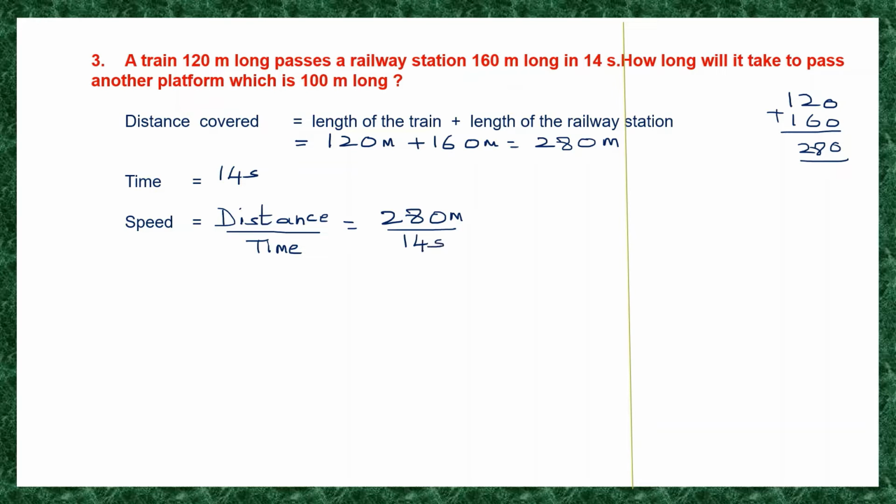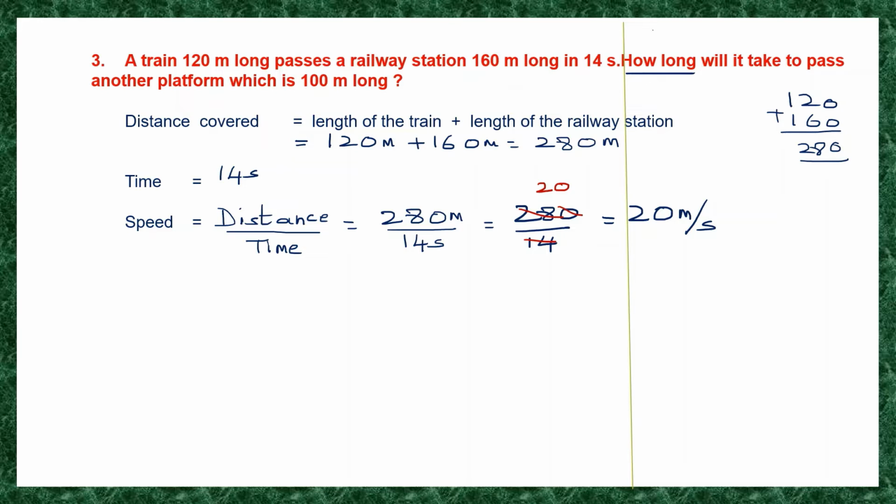So now let's work this out. So that is 280 by 14. We can cancel 14. 2's are 28. So 14 20s will be 280. So the speed is 20, and since the distance is in meters and time is in seconds, speed will be 20 meter per second. So now that we have found this, we can carry on and find out the second part, which is the main part of the question, which says how long.